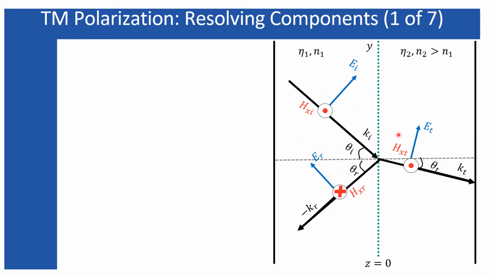So here the purpose of the lecture is to address the reflection coefficient and the transmission coefficient for the TM polarization and the TE polarization. So they are different, or they basically depend upon the particular polarization. So let's start with the TM polarization.